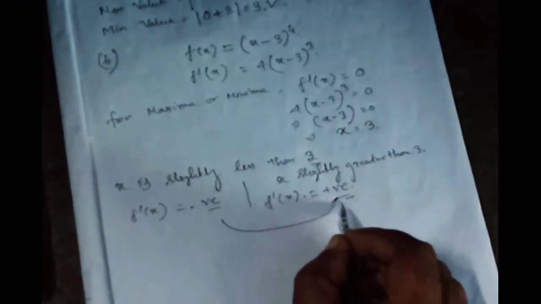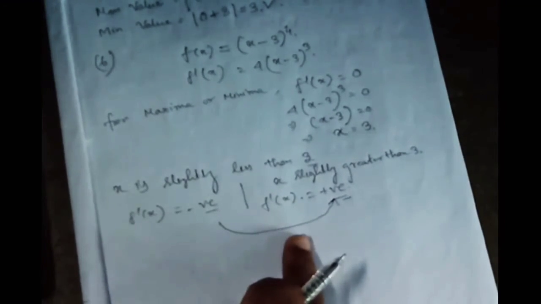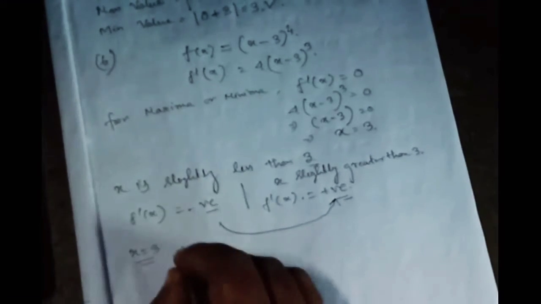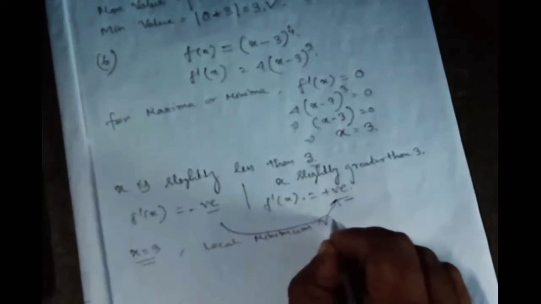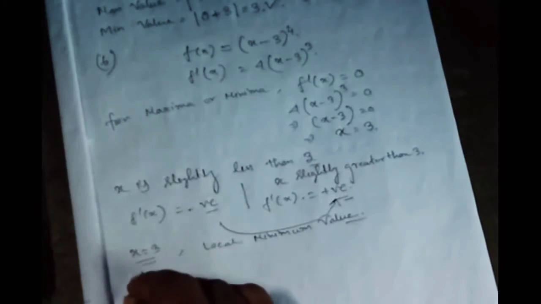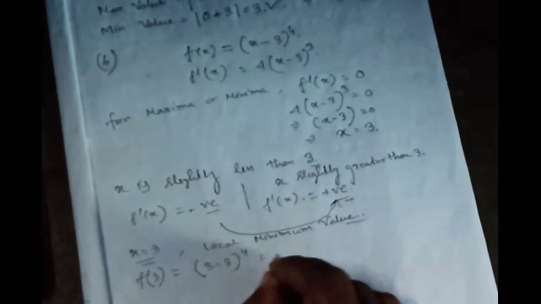Hope you are able to understand. This f dash x changes sign from negative to positive. So since it changes sign from negative to positive, at x equal to 3 it has the local minimum value, and that local minimum value is f of 3, that is equal to (3 minus 3) whole to the power 4, which means 0.